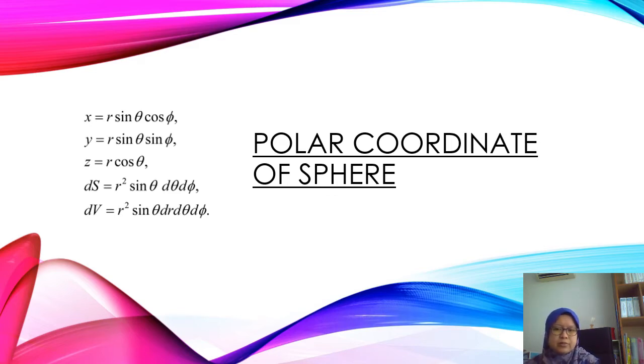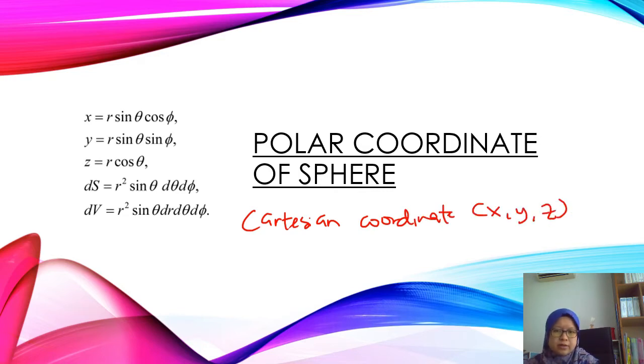In Cartesian coordinate, it is written as x, y, and z, but in polar coordinate of sphere, it is written in the form of r, theta, and phi. R is the radius, theta and phi are the angles. I will explain in detail after this.